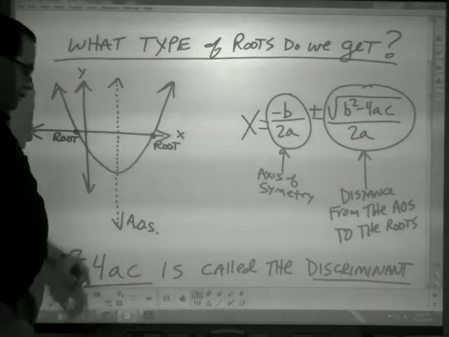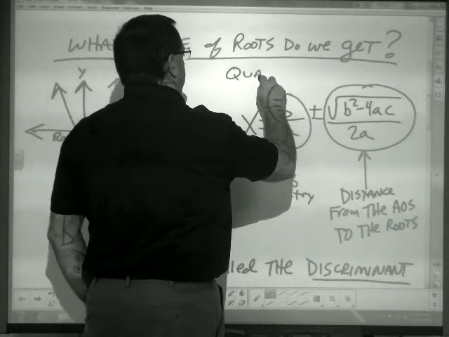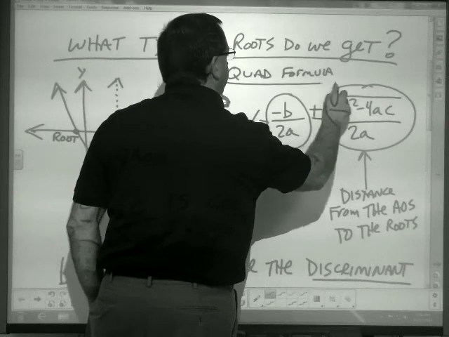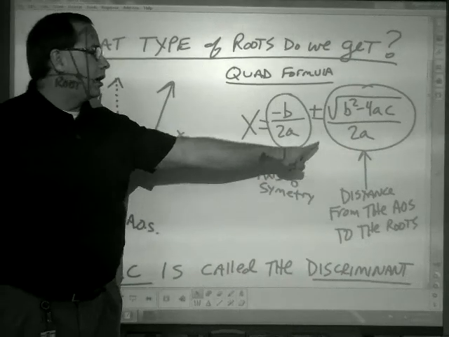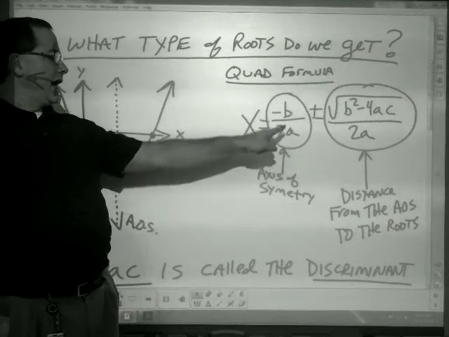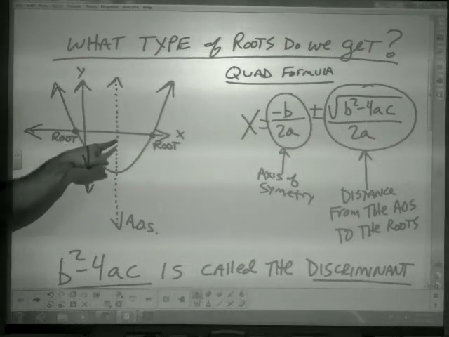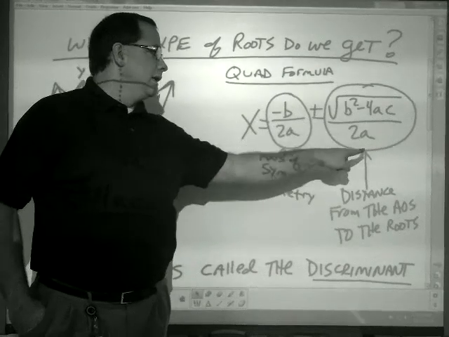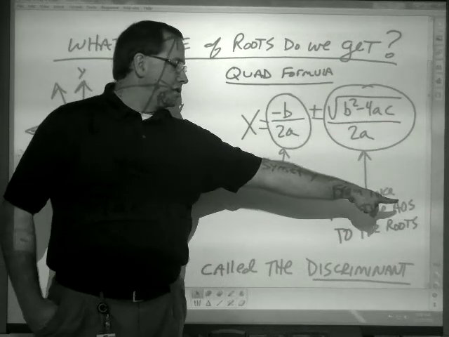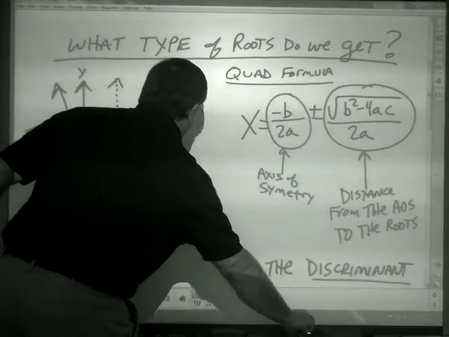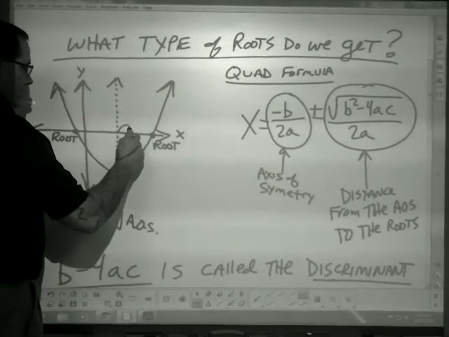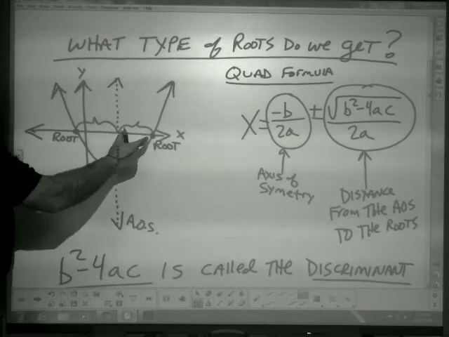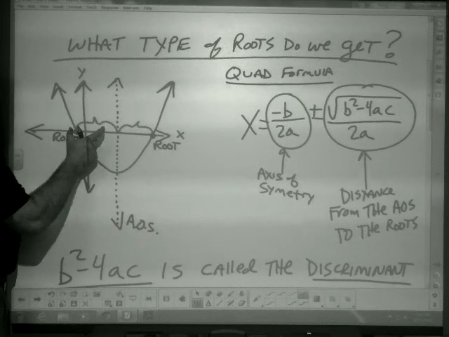And so I want to look at my quadratic formula, okay? So here's the quadratic formula that we learned last class. The quadratic formula is set up such that the first part is the axis of symmetry plus or minus this other part. And this other part is the distance from the axis of symmetry to the roots. So if I took a look at this distance right here, and this distance right here, even though it doesn't look it because I didn't draw it to scale, it is identical.